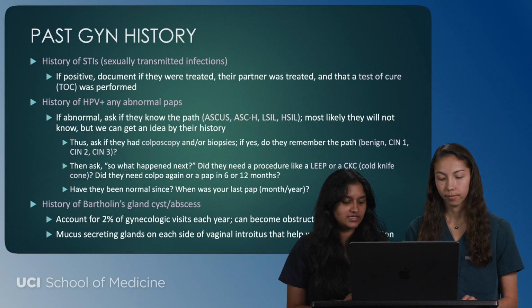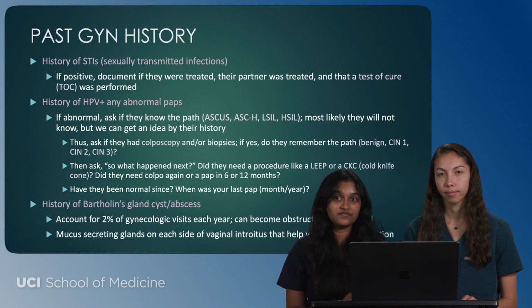So what you want to ask is, what particular STI have they had in the past? Were they treated? Were their partners treated? Did they have a test of cure? So a test of cure is as it sounds, a test that shows that the treatment worked and the patient is no longer testing positive for that specific infection.